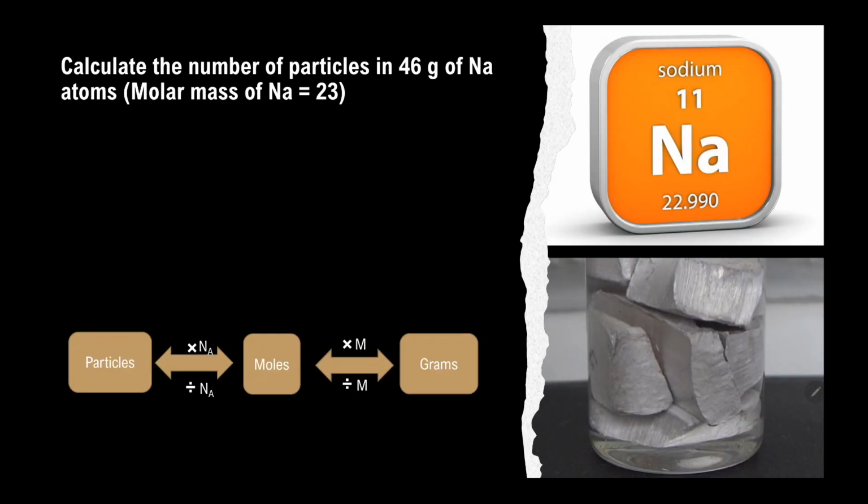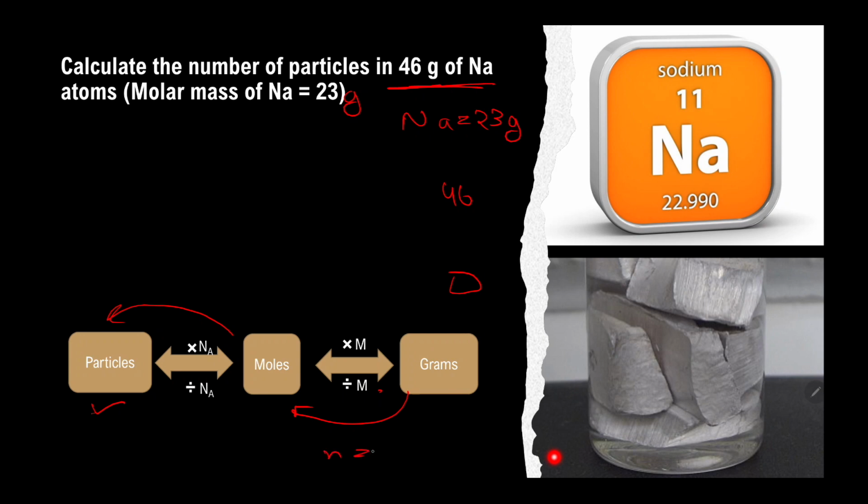The next question says, calculate the number of particles present in 46 grams of sodium atoms. The given weight in the question is 46 grams. That means we know the weight in grams, and you have to move from here, and then from here to here. The given weight here is 46 grams, and we know that the molar mass of sodium is 23 grams, which is given in the question. So what you have to do is, the given weight is 46.